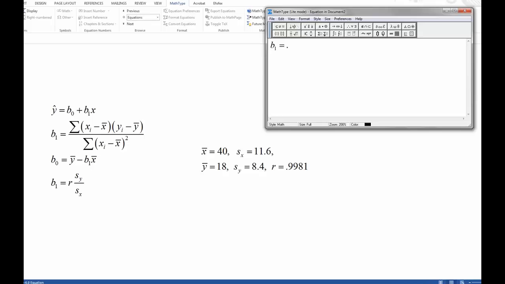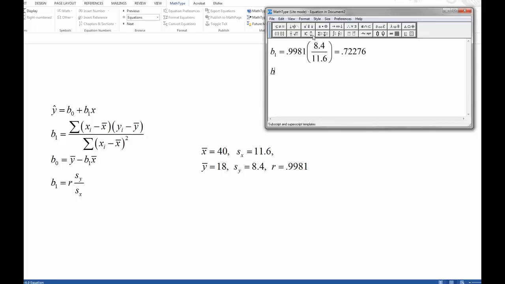So our R is 0.9981. And I want the standard deviation of y on top and the standard deviation of x on the bottom. And then I'm going to just type that into a calculator. So 0.9981 times 8.4 divided by 11.6. Okay, so I get 0.72276. That's fine.